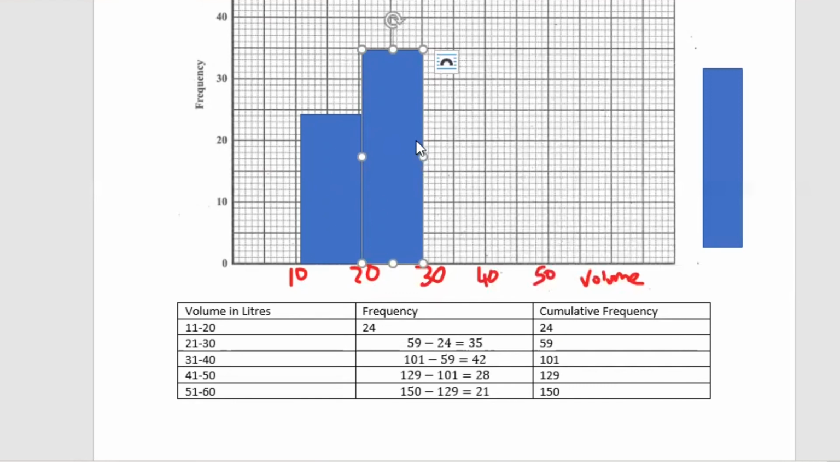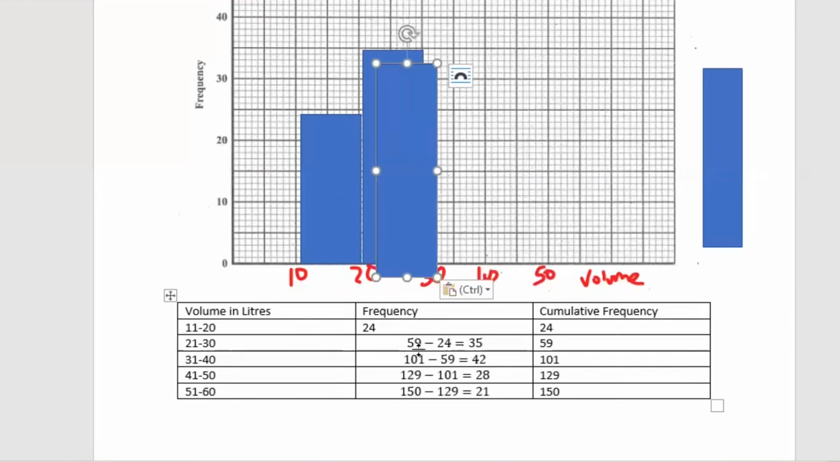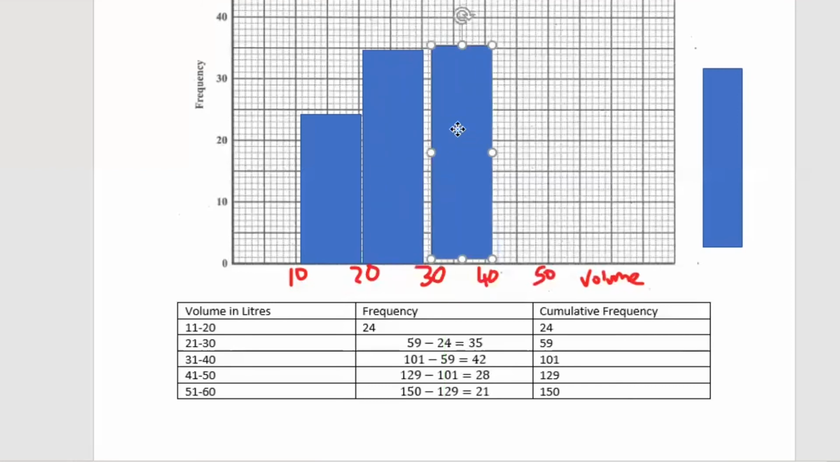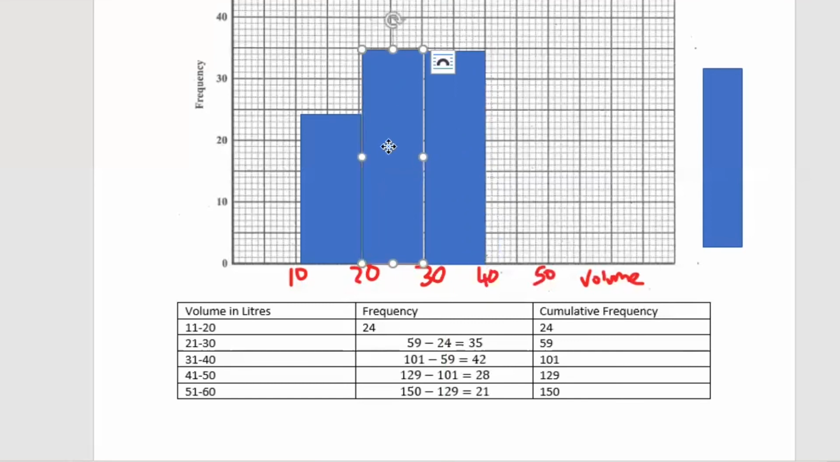The next one is 31 to 40. So it would be 31. The lower class boundary is 30.5. So this will be connected. So there should be no space between here, guys. So it should be some amount of overlapping. So it will be 30.5 to 40.5, which is the upper boundary, and the frequency is 42. So this would come up to here.